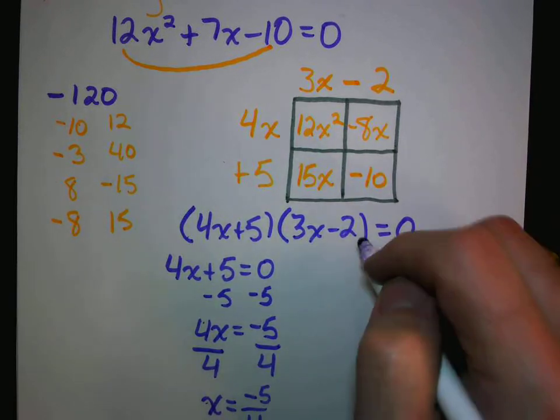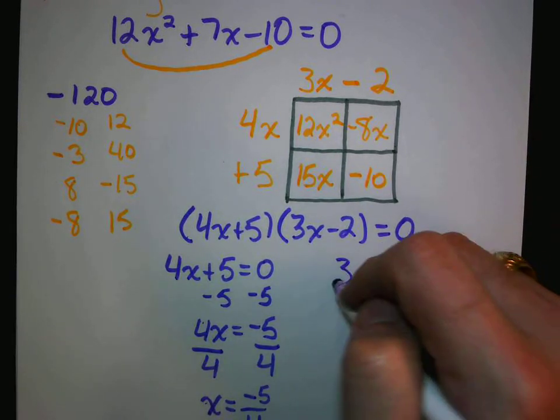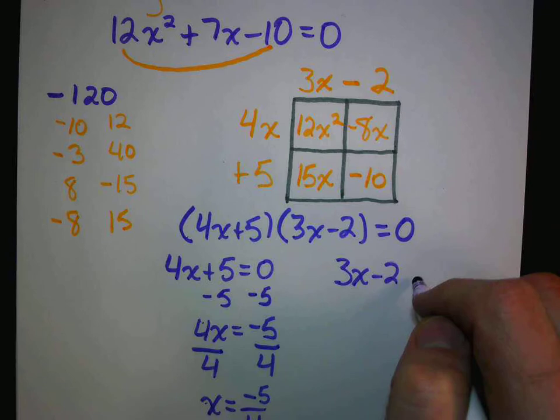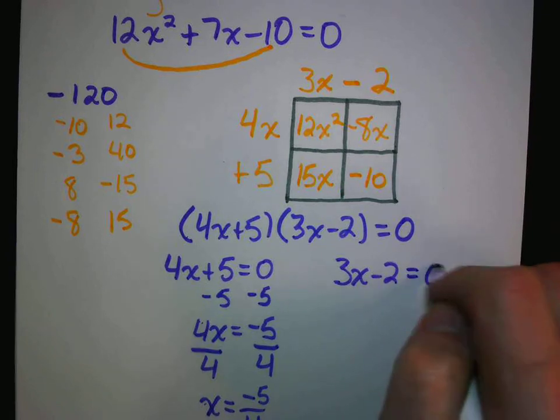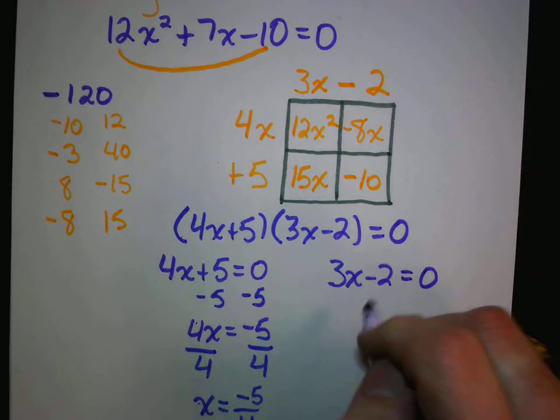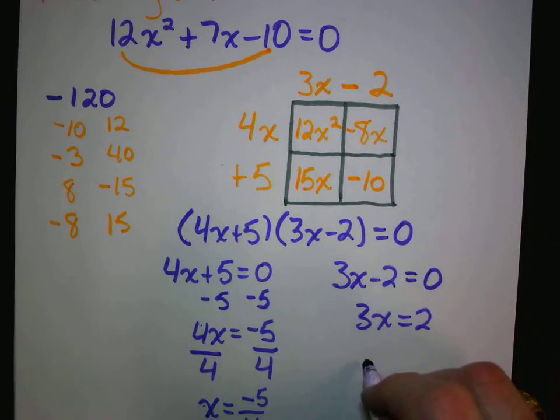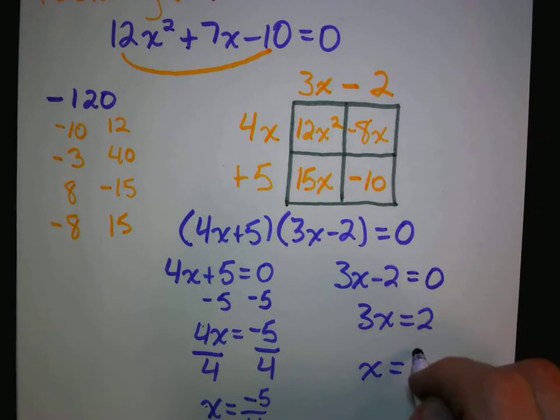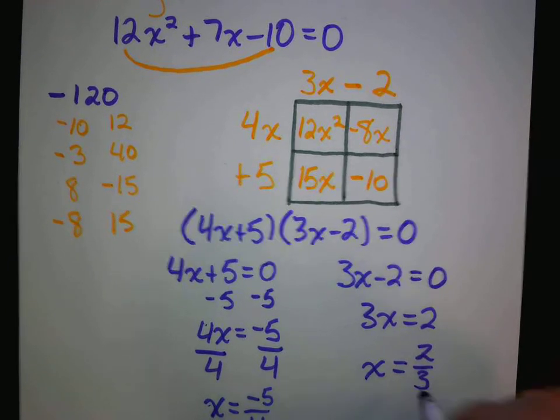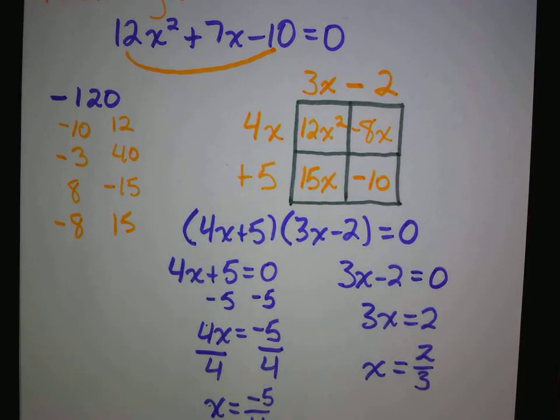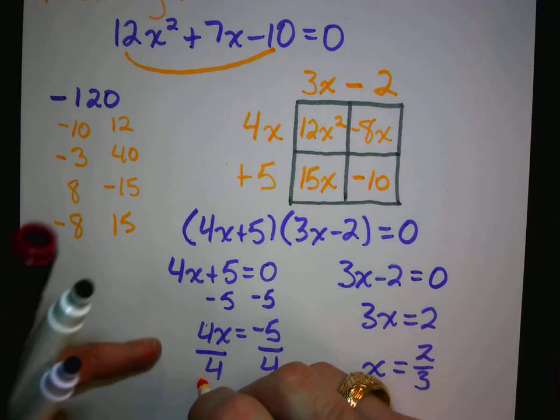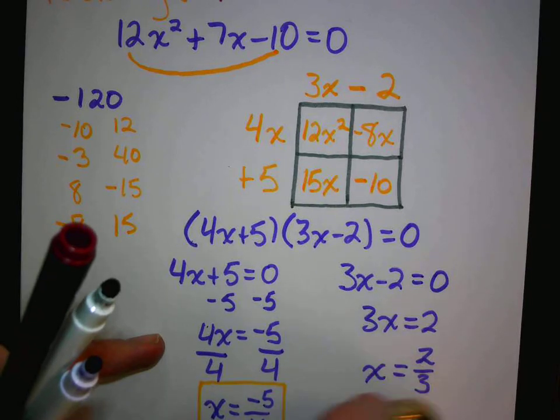Now I need to do the same thing for 3x minus 2. I would add 2 to both sides. I get 3x equals 2. And I would divide by 3, and I would find that x equals 2/3. And I have found my two solutions to 12x squared plus 7x minus 10 equals 0.